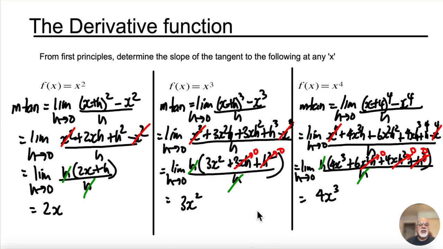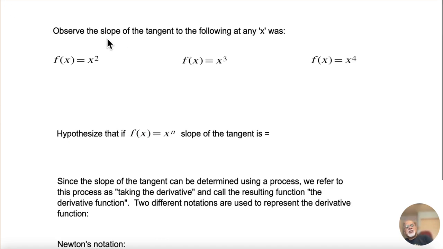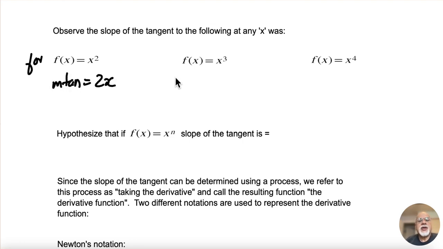All right, so there's three of the power functions: x squared, x cubed, and x to the 4th done. Now, we just want to summarize this. So it says, observe the slope of the tangent to the following at any x. For x squared, the slope of the tangent was equal to 2x. Here, the slope of the tangent was equal to 3x squared. And here, the slope of the tangent was equal to 4x cubed.